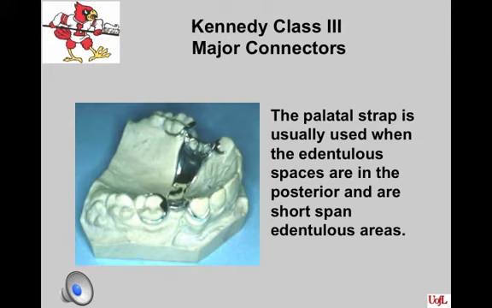The palatal strap is usually used when the edentulous spaces are in the posterior and are short span edentulous areas. This can make for a very nice little partial. Remember that a palatal strap is a minimum of 8 millimeters in width. The nice thing about it is that it can be very thin and be kind of hidden up there, not too noticeable.